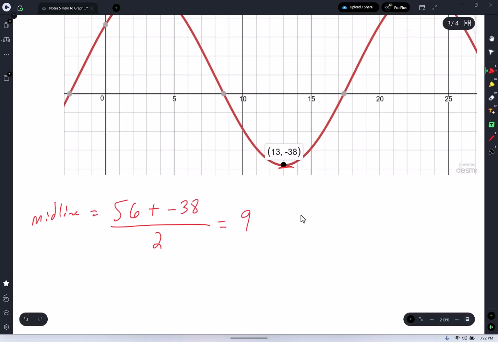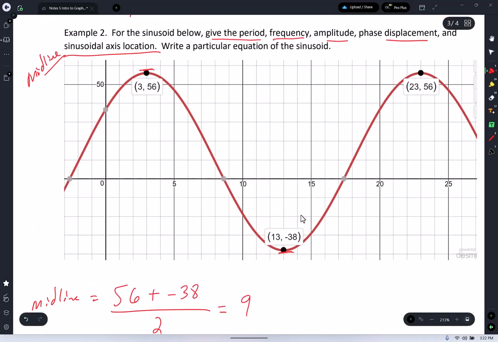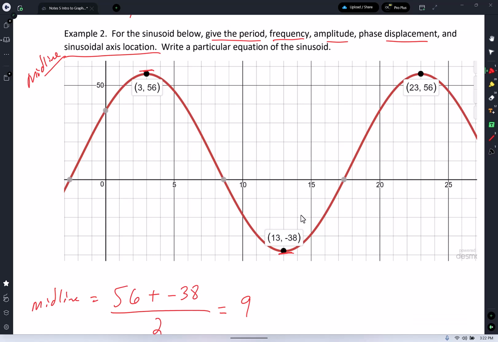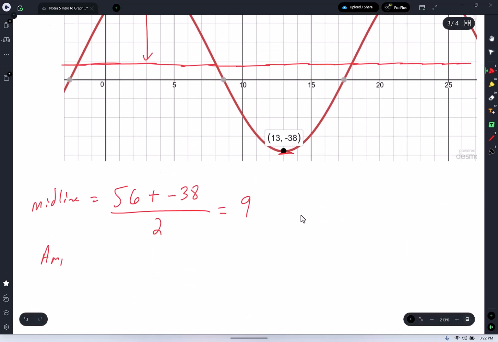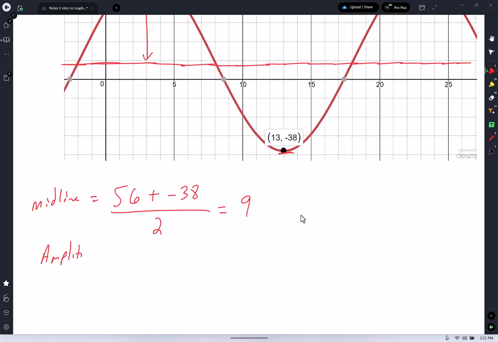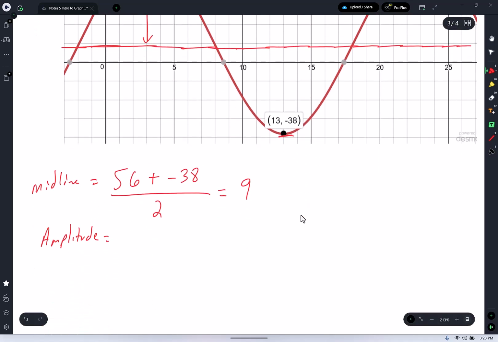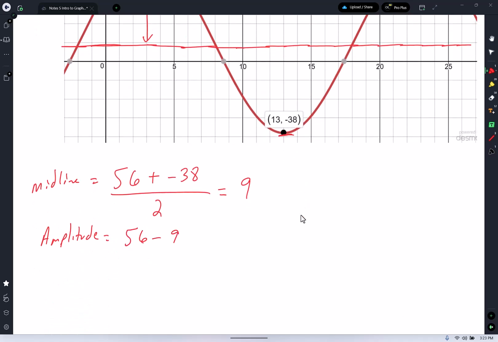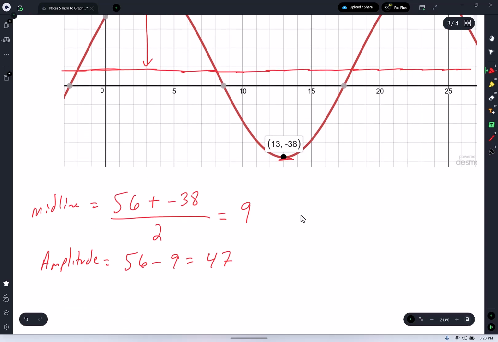I'm going to get my amplitude. So 9 is not quite at the 10, but really close. The amplitude is the distance from that high to the midline. So amplitude is going to be 56 minus 9. What's that? 47? There's my amplitude. Are we okay so far, guys? All right, I got my amplitude. So I got my midline, I got my amplitude.